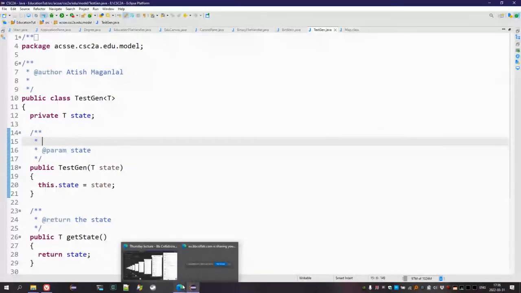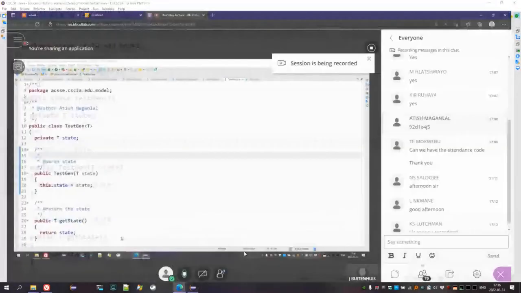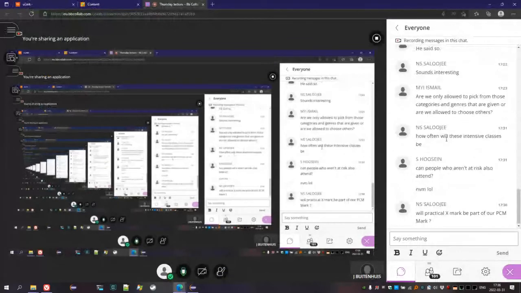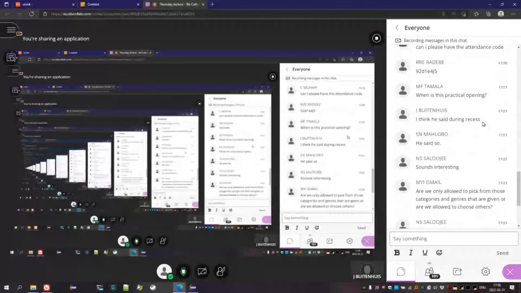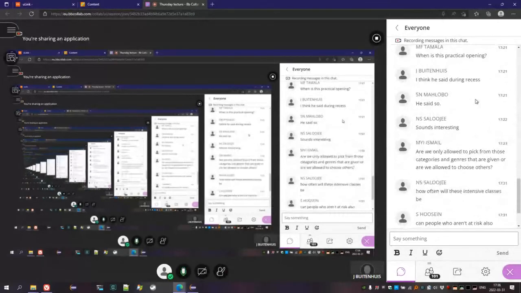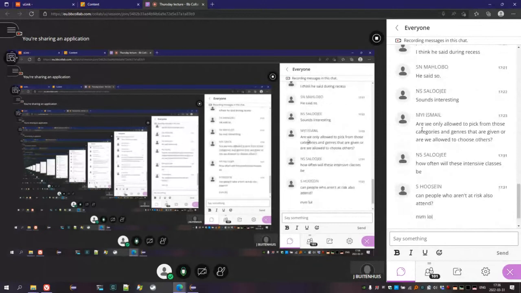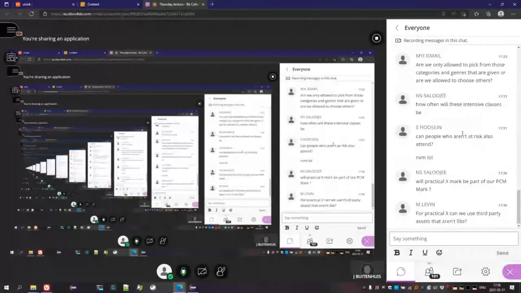Okay, so before I do that, I don't see any questions in the physical venue. I'll just check on Blackboard if there's anything. So, okay, you're only allowed to choose things that are offered in your pool. So if your thing has choice A, B, C, you're only allowed to choose A or B or C. People who aren't at risk can attend. I did mention that already.